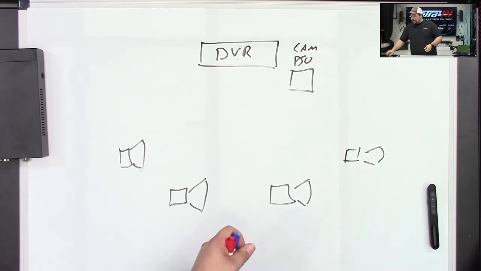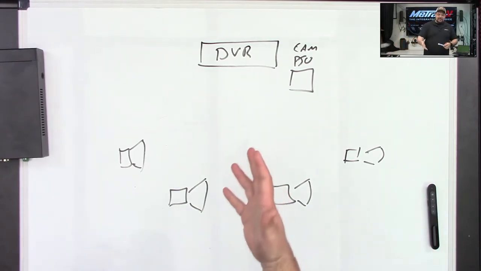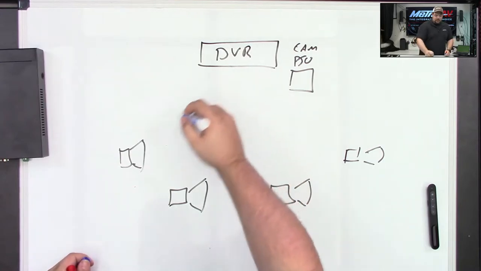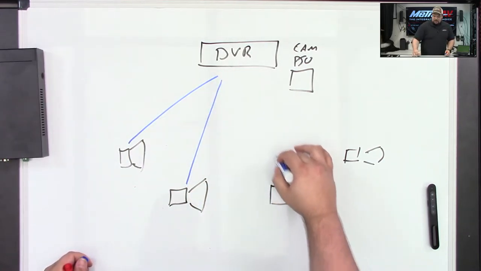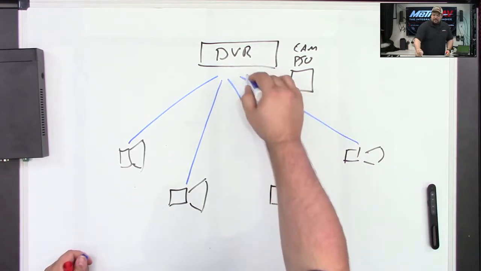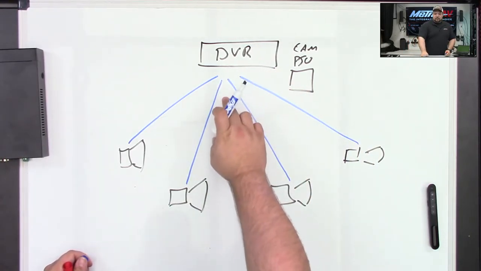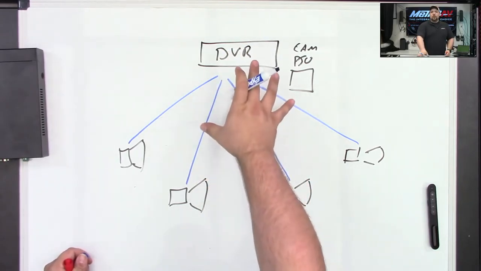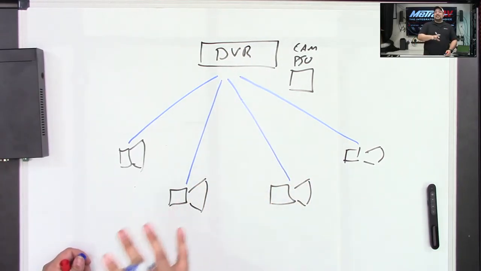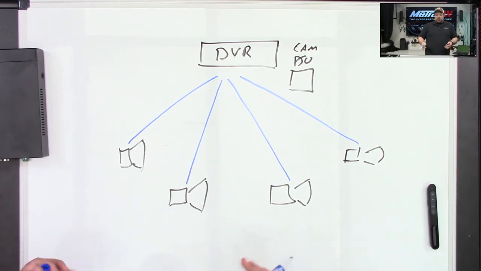All right, so normally what you would have to do, of course, is get a video signal from the camera back to the DVR. Now, this video signal and the way that it connects is point to point. So it has to go back to a central location where that DVR is. It actually has to plug directly into that DVR in order for it to work correctly.